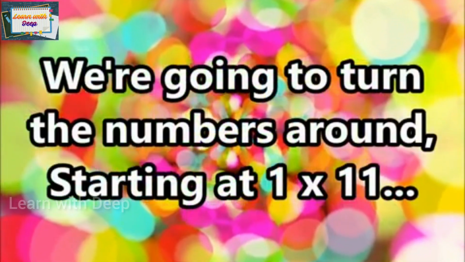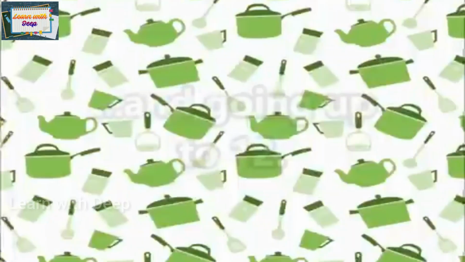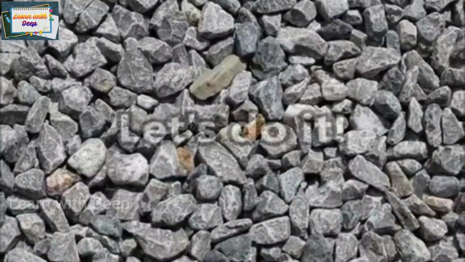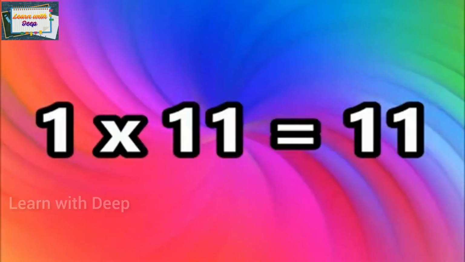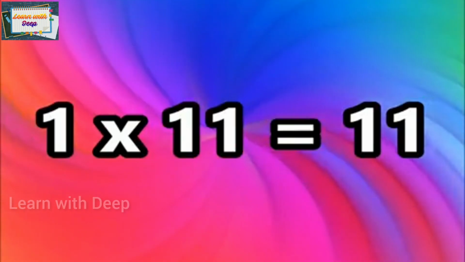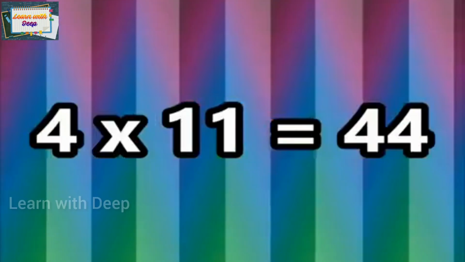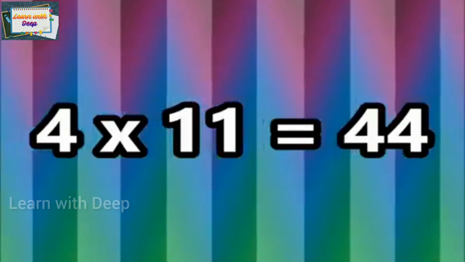Okay, here we go, guys. We're going to turn the numbers around, starting at 1 times 11 and going up to 12. You ready? Let's do it. 1 times 11 is 11. 2 times 11 is 22. 3 times 11 is 33. 4 times 11 is 44.